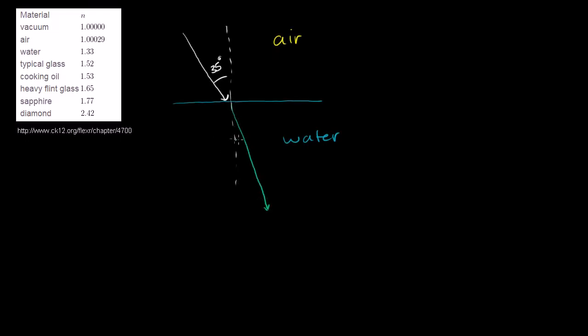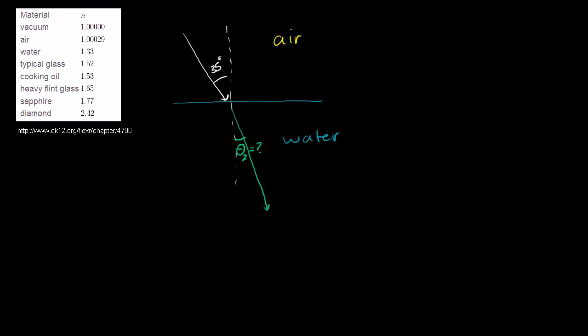And I want to figure out what this new angle will be. I want to figure out the angle of refraction. I'll call that theta 2. What is this? This is just straight up applying Snell's law. And I'm going to use the version with the refraction indices, since we have a table here from the ck12.org flexbook on the refraction indices. And you can go get it for free if you like.